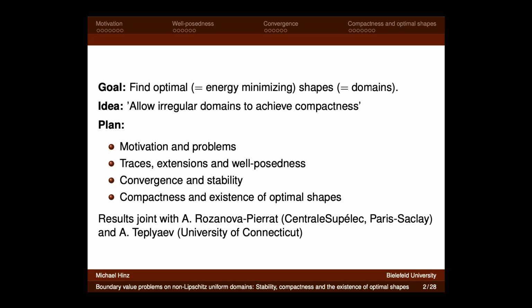So first I will talk about motivation a little bit, then about traces, extensions, and well-postedness, which is probably a little bit boring for some. Please speed me up if it's too boring, right? Please just speed me up. Then I will come to some results on convergence and stability, which are more interesting, I guess. And then finally talk about compactness and existence of optimal shapes.